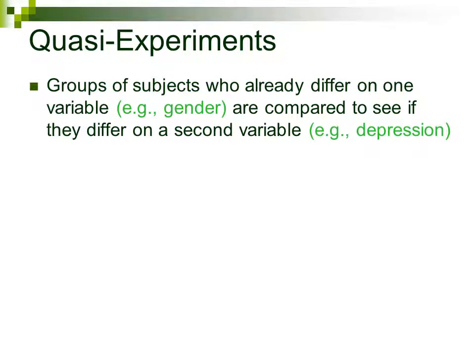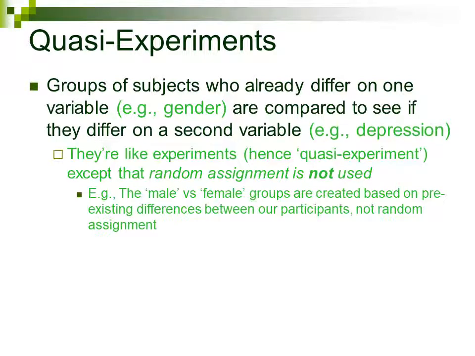Well, this brings us to our last kind of research method, which is quasi-experiments. In quasi-experiments, groups of subjects who already differ on some variable are compared to see if they differ on a second variable. And so we can use quasi-experiments to compare groups of people who already differ on a variable like gender to see if they differ on another variable like depression. You can use a quasi-experiment also to compare a group of adults who were abused as children to a group of adults who were not abused as children, again to see if they differ on some trait.